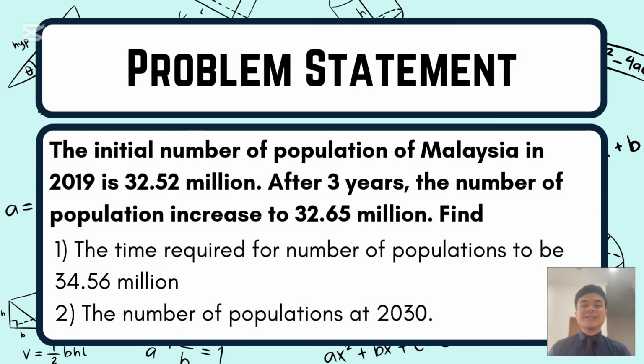The problem statement is: the initial number of population of Malaysia in 2019 is 32.52 million. After 3 years, the number of population increased to 32.65 million. Firstly, find the time required for the number of population to be 34.56 million. Second, the number of population at 2030.